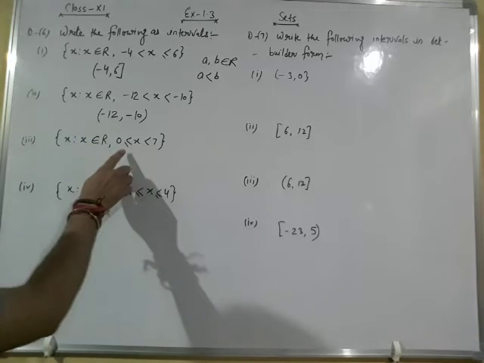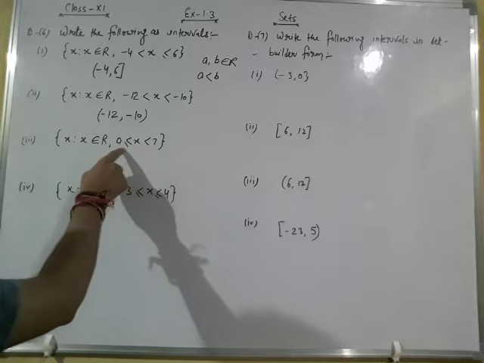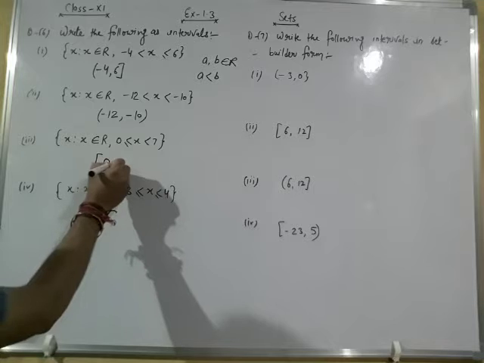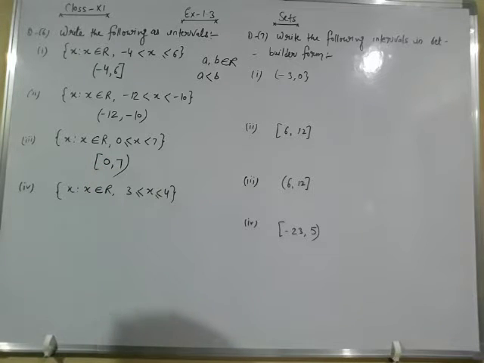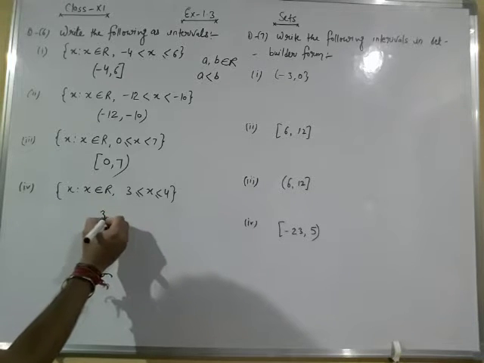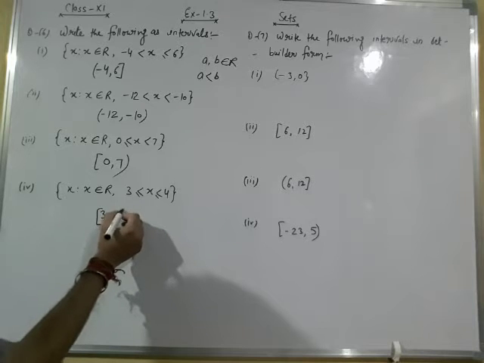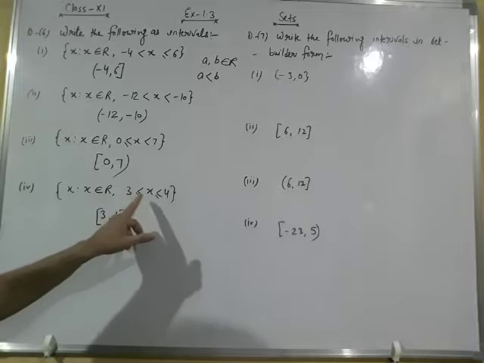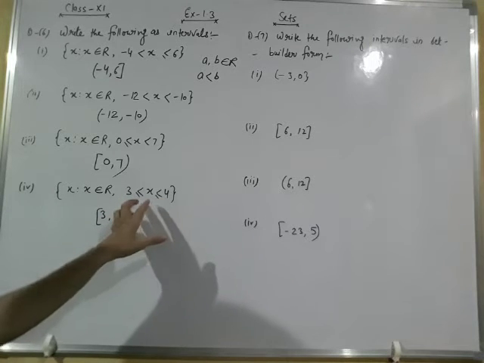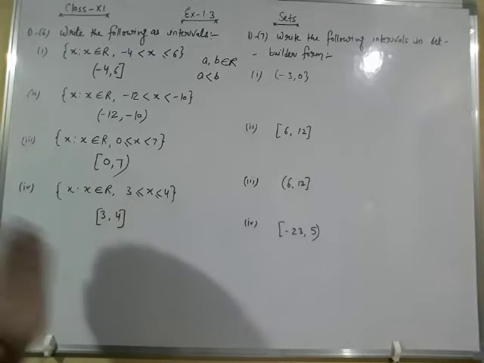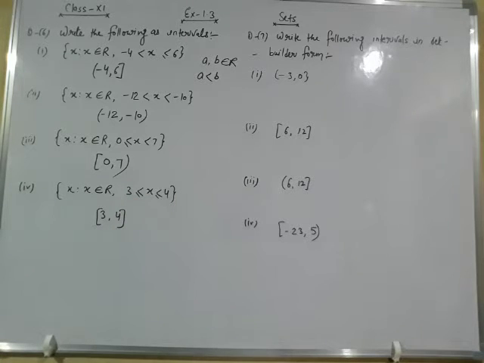Here in this example, x is greater than or equal to 0 but less than 7, so we can write it as [0, 7). So it is a semi-closed interval. And here we can write it as closed interval [3, 4], because x is greater than or equal to 3 and x is less than or equal to 4. Less than or equal to means we will include that value, and if we include that value, then the interval will be closed.